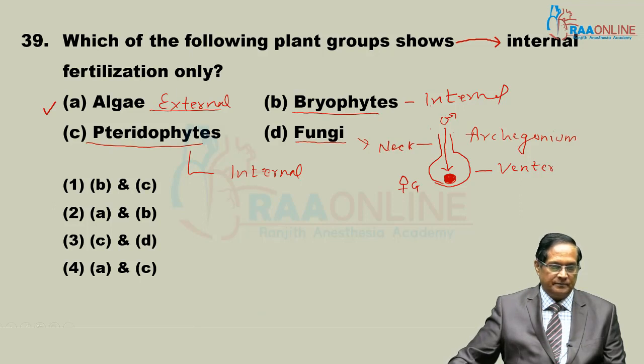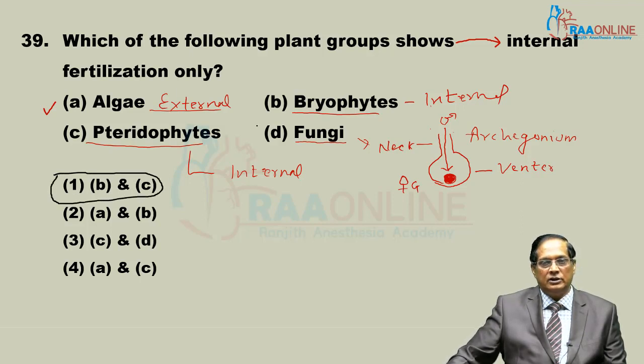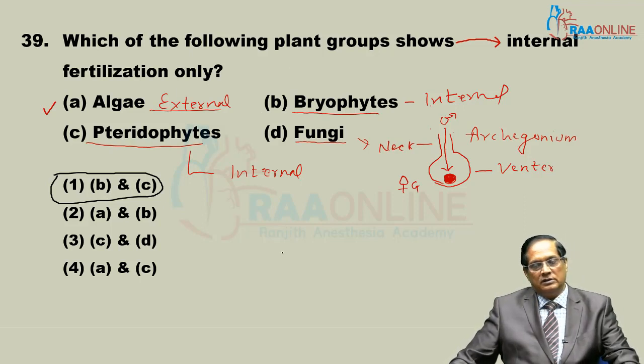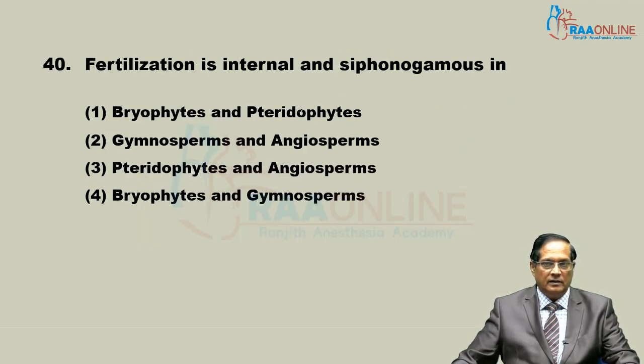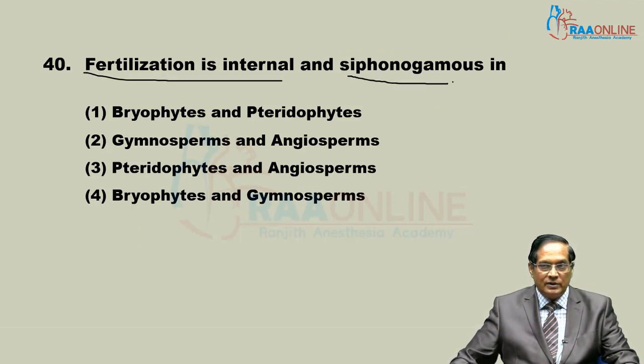B and C, that is bryophyte and pteridophyte. Both require water for their fertilization, because male gametes are released by the antheridium in water. Then they are motile and reach the neck of the archegonium themselves for fertilization. In flowering plants, fertilization is internal and siphonogamous. Siphon means tube.